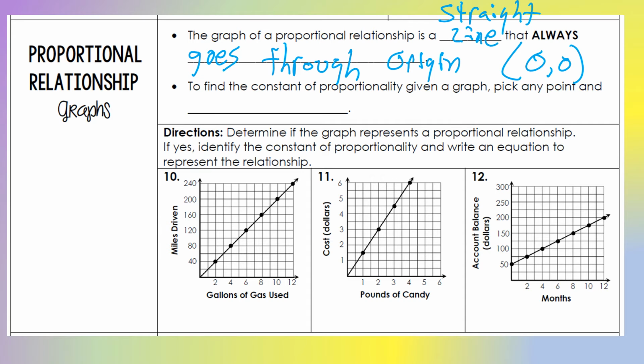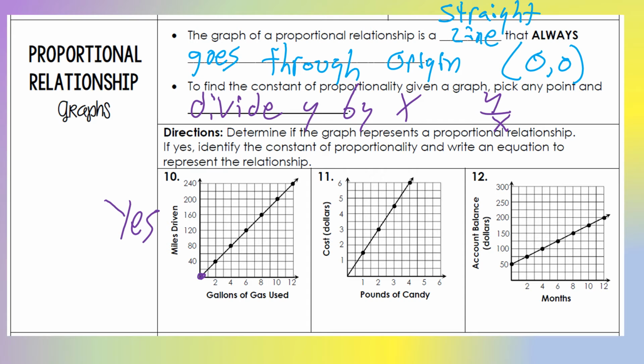And then if you have a proportional graph, there is something special you can do to find the constant of proportionality, or your slope. Given one of these graphs, pick any point on the graph and divide y by x. That looks like this. Should look familiar. So determine if the graph represents a proportional relationship. Is it a straight line? Does it go to the origin? And if that is true, which this one is, find the constant of k and write the equation.